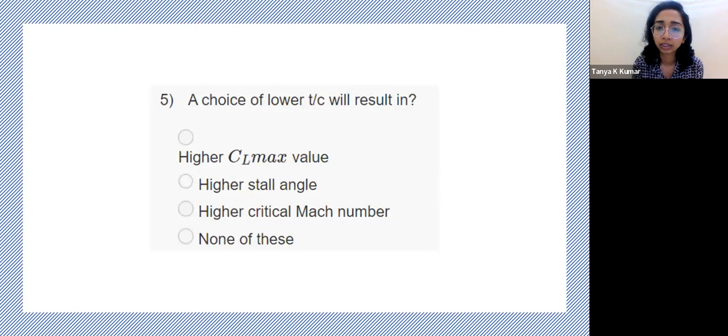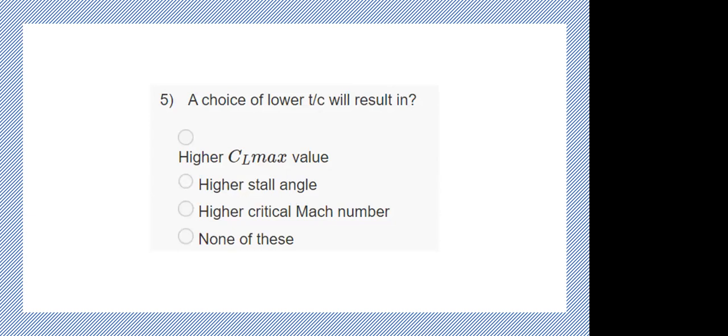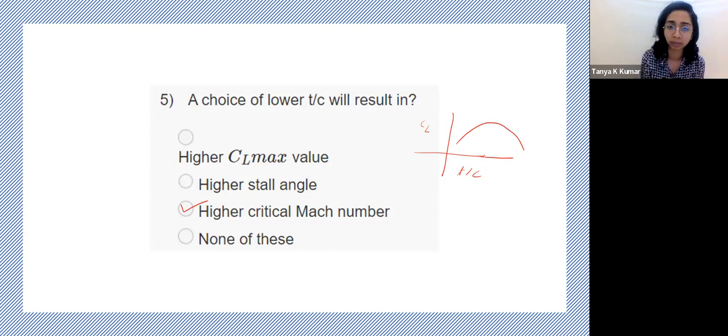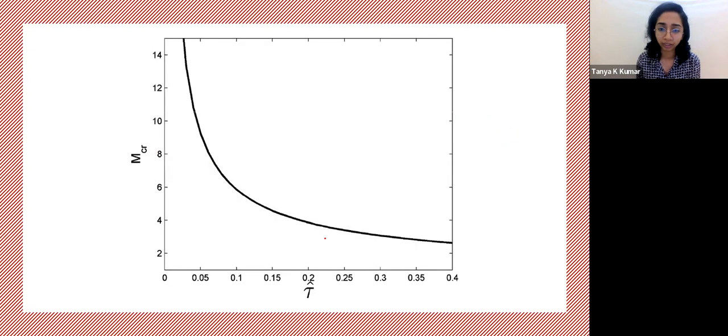Next, the choice of lower thickness to chord will result in, we discussed this again, a higher critical Mach number. Exactly. For CL max, CL also varies with thickness to chord, but you can't definitively say how it will look if you lower t/c. The CL max is like this. So you cannot say if you reduce t/c, CL max will increase or reduce. But for critical Mach number, the graph is shown here. You can definitively say that when t/c is reduced, your critical Mach number is increased.